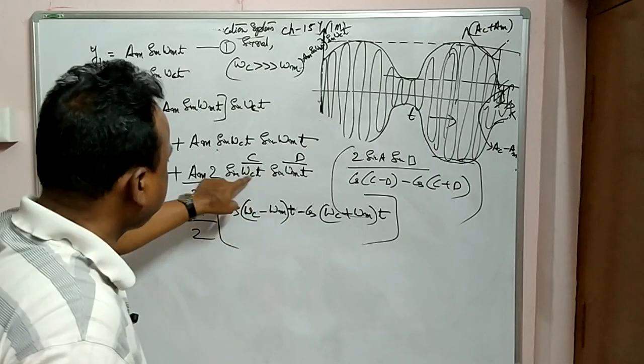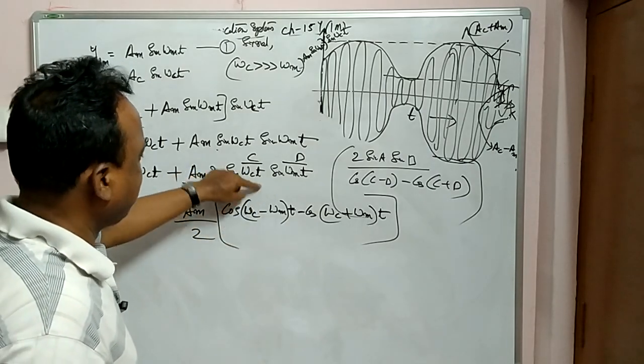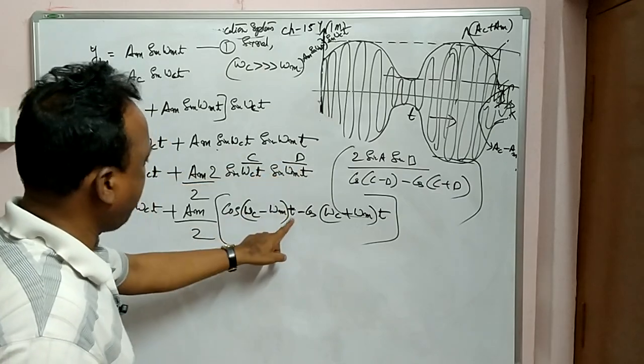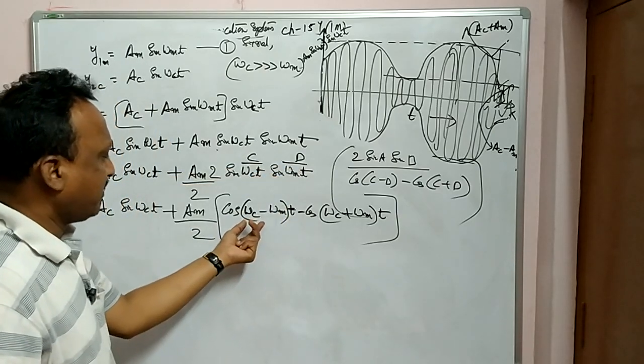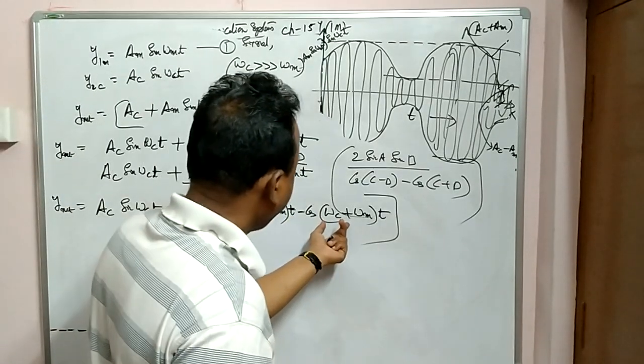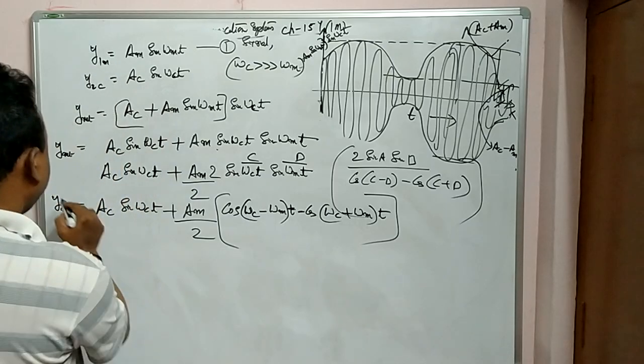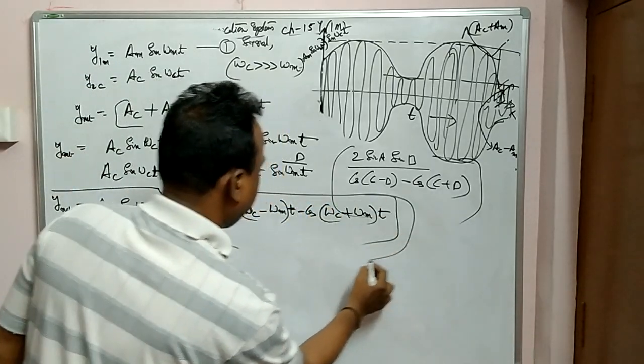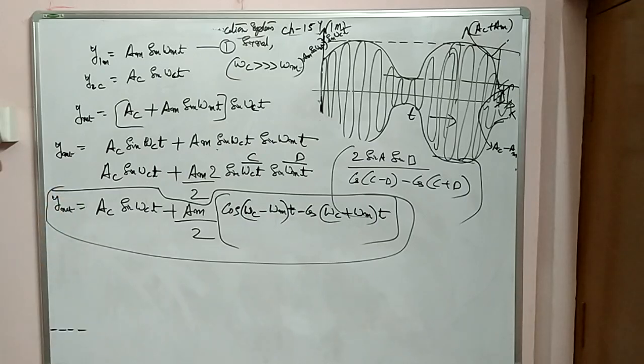See the entire equation, this one, cos c minus d. Omega c t minus t, I take common here. So WC minus WM minus WC plus WM. So this entire equation will change into this fashion, you can see. Message signal and carrier wave, y net.